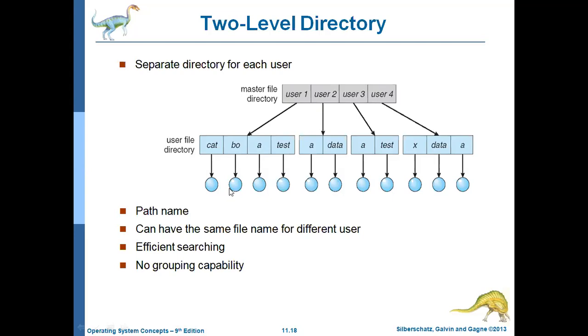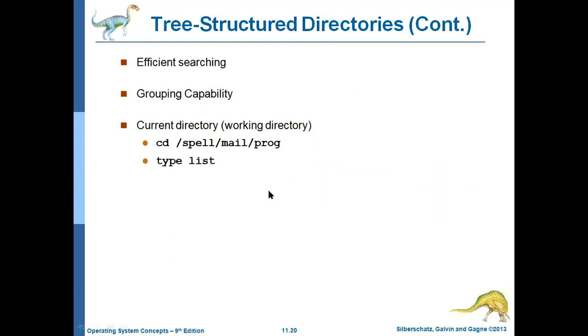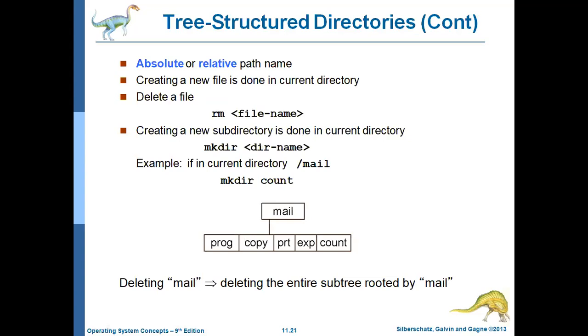Similarly, you have tree structured directories, which have multiple directories. As we say, tree structured directories are efficient for searching. Grouping capability is quite good, and you can find your present working directory very immediately because of these tree structured directories. Tree structured directories are usually identified by absolute or relative path name.